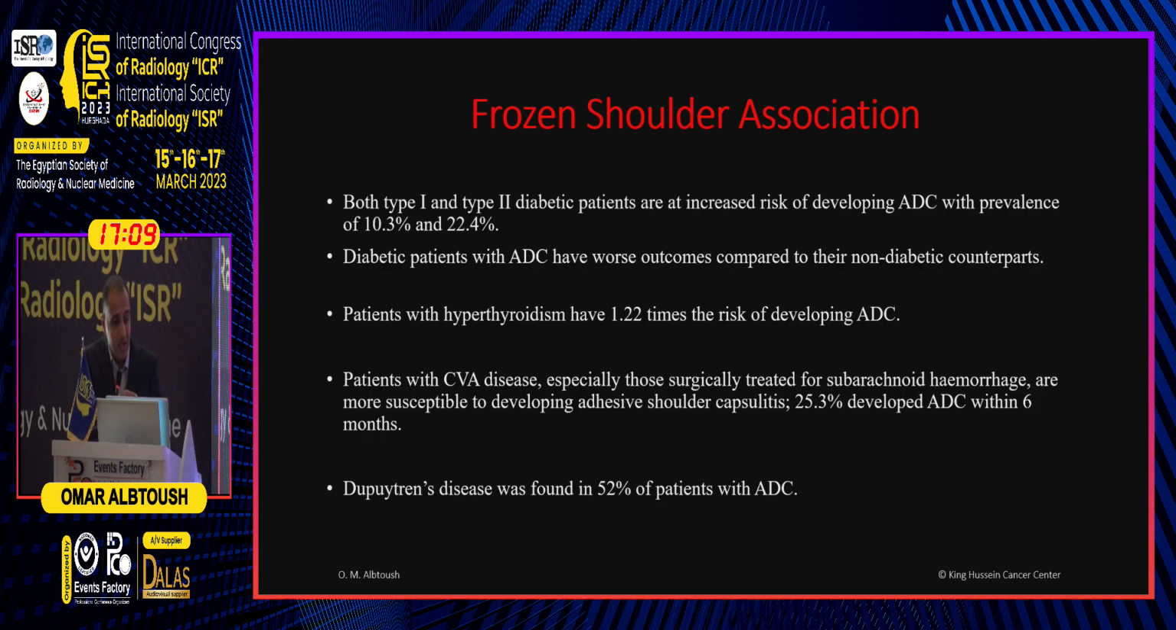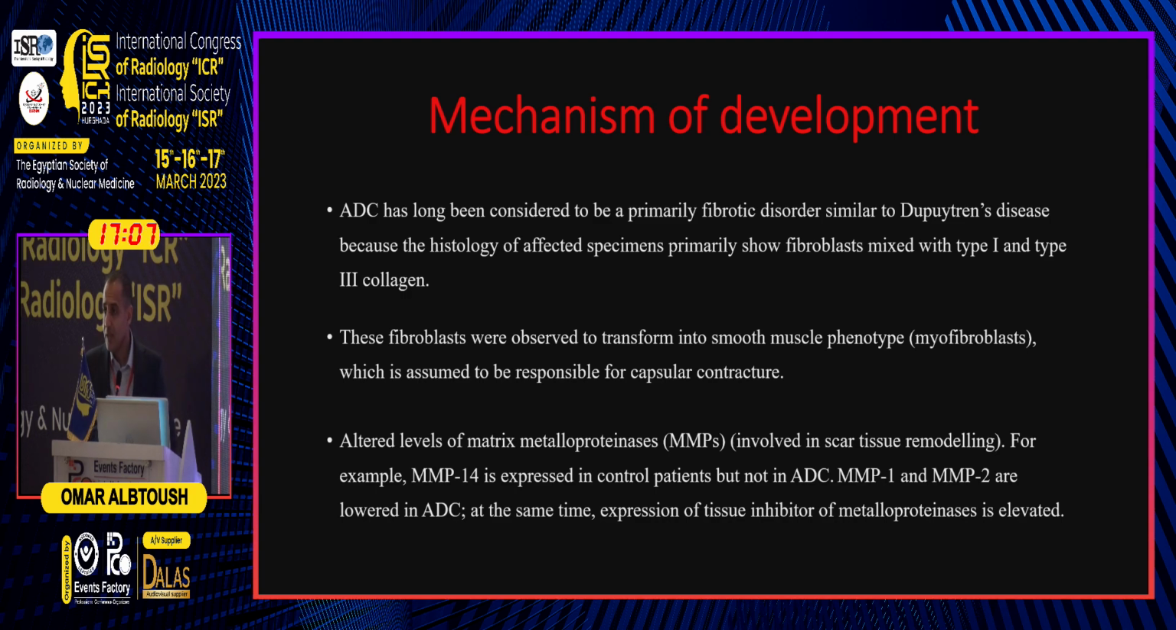This is a strong association. And because of that, there was a theory that both conditions are the same by histopathology. So here, in Dupuytren disease, we have fibroblasts which will transform to myofibroblasts, and this will result in the contracture, which is the hallmark of the condition.